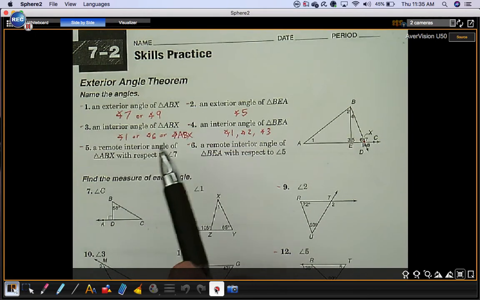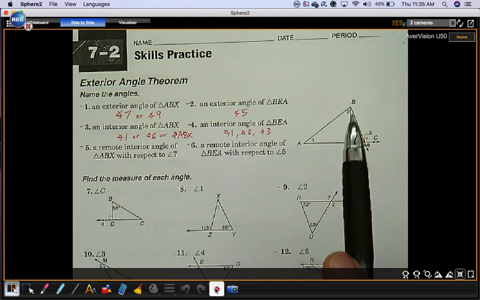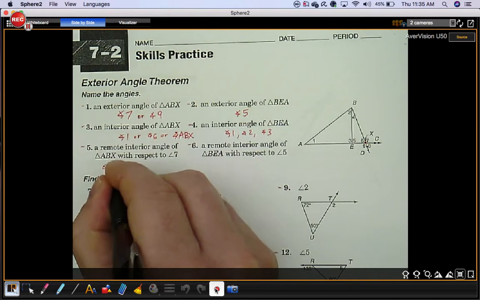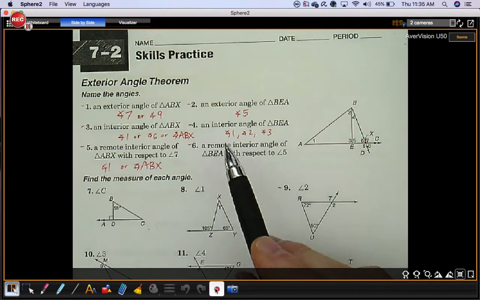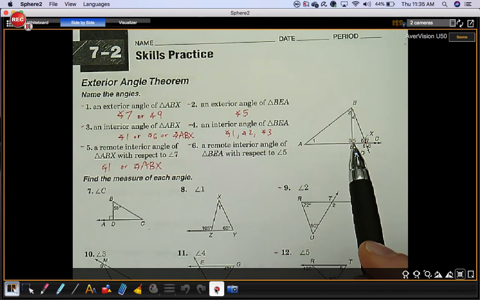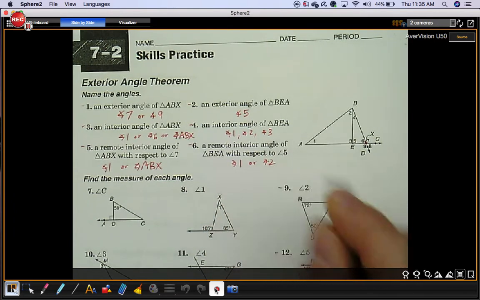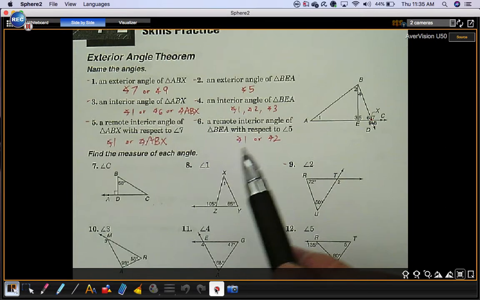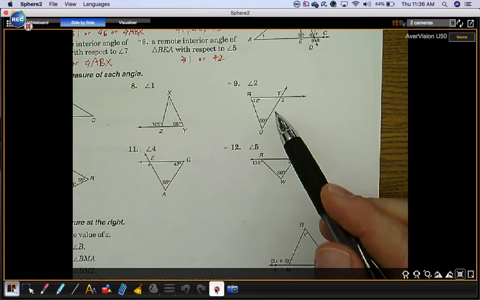Number 5, a remote interior angle of triangle ABX with respect to angle 7. So here's angle 7. Remote interior angle would be angle 1 or that angle ABX. Number 6, a remote interior angle of triangle BEA with respect to angle 5. You get 2 choices, angle 1 or angle 2. Okay, so exterior angles, remote interior angles, it's important terms. So we're going to use those terms again here when we go over these problems.